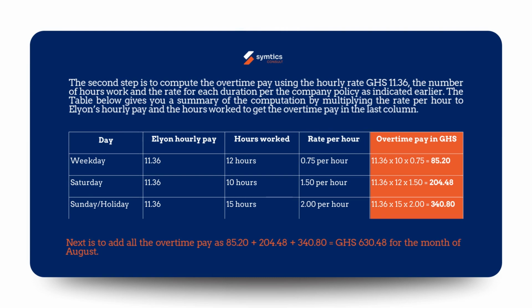The second step is to compute the overtime pay using the hourly rate of 11 Ghanaian cedis and 36 pesewas, the number of hours worked, and the rate for each duration per the company policy as indicated earlier. The table below gives you a summary of the computation by multiplying the rate per hour by Elion's hourly pay and the hours worked to get the overtime pay in the last column. Next is to add all the overtime pay as 85.20 plus 204.48 plus 340.80 equals 630 Ghanaian cedis and 48 pesewas for the month of August.